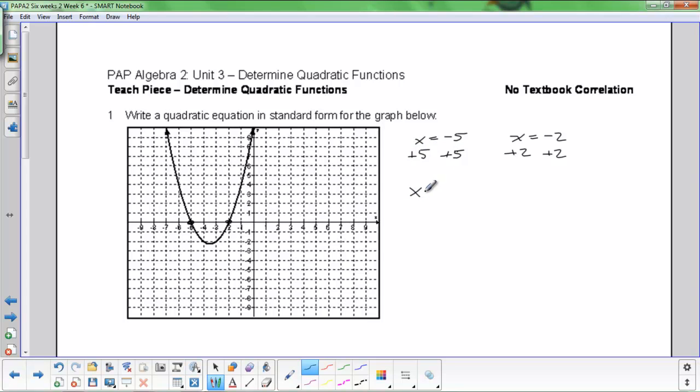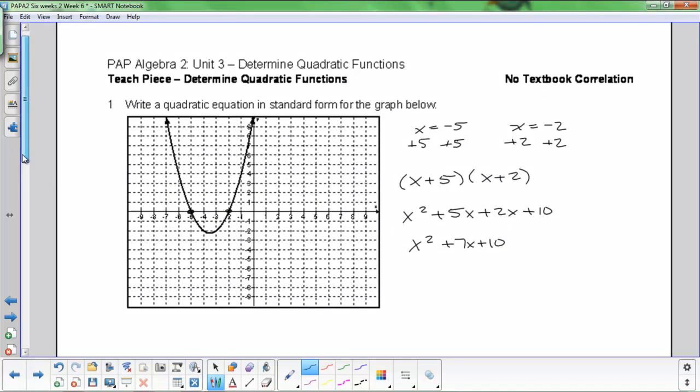Your first binomial for this quadratic is x plus 5. Your second is x plus 2. In order to write it in standard form, we simply have to distribute it or FOIL it out, and that gives us x squared plus 5x plus 2x plus 10. Simplifying like terms, x squared plus 7x plus 10 is the equation of this quadratic in standard form.